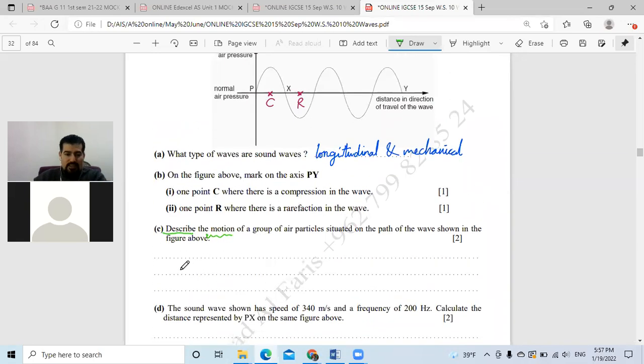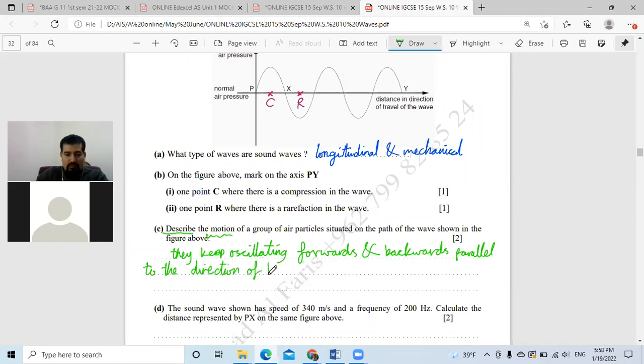So if I want to write it down, what am I going to say here? They keep vibrating or oscillating forwards and backwards, parallel to the direction of the wave propagation, causing a series of compressions and rarefactions.